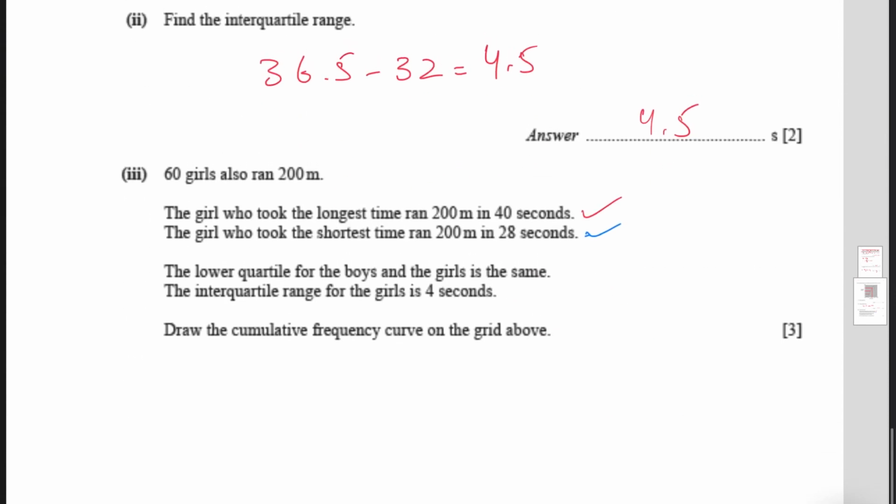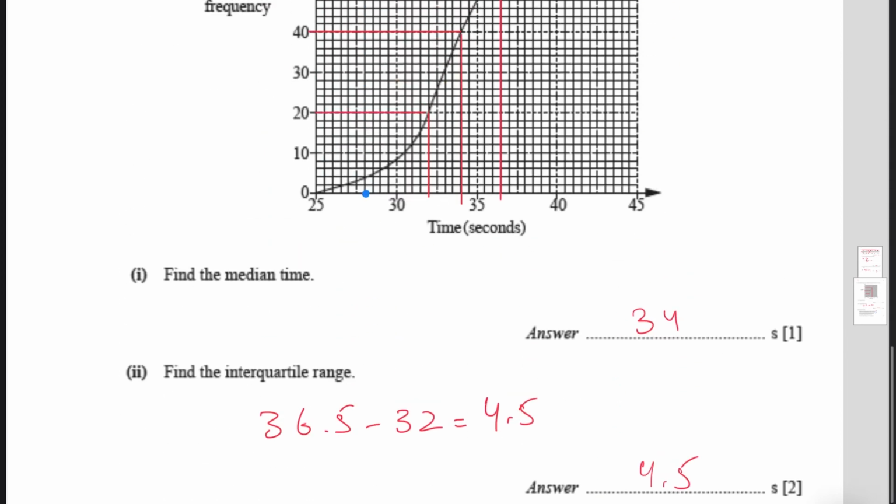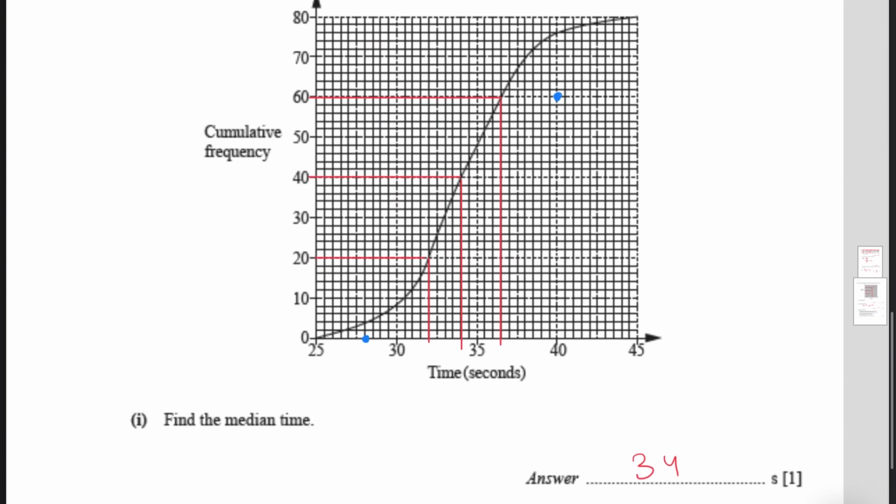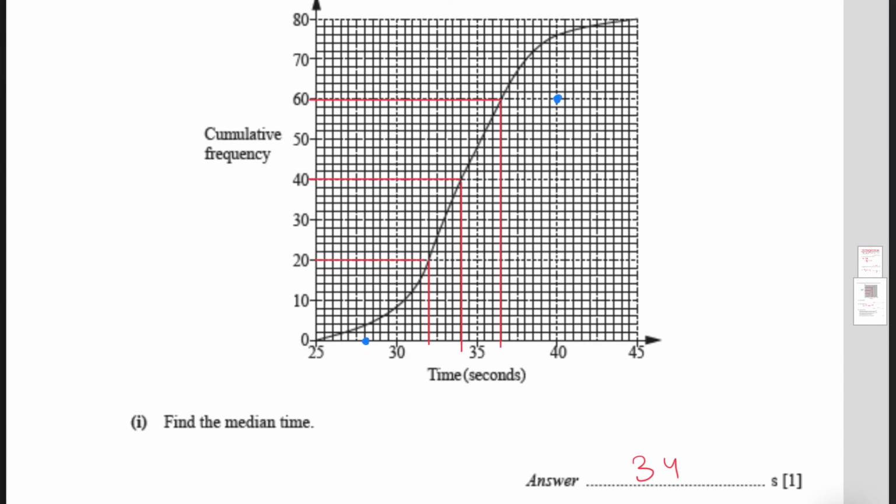The next part says the lower quartile for the boys and the girls is the same. Okay, how do we find this? The lower quartile for the boys was, what was it, 32. So technically you have to draw a horizontal line at 32, but where would it end? So you multiply 60 by 1 over 4. Why do we do that? Because we did the same for 80.